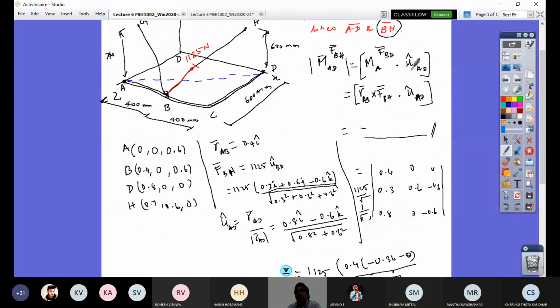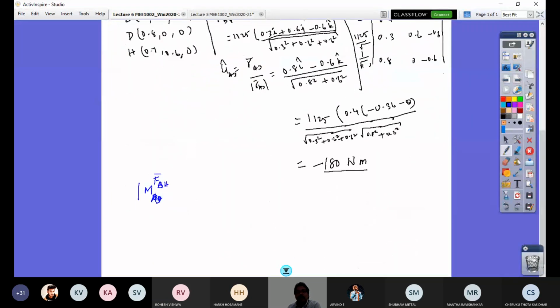This modulus value is going to be equal to FBH, its perpendicular component to line AD, right, into D, the moment arm. So this is the moment arm, or you can say the shortest distance.